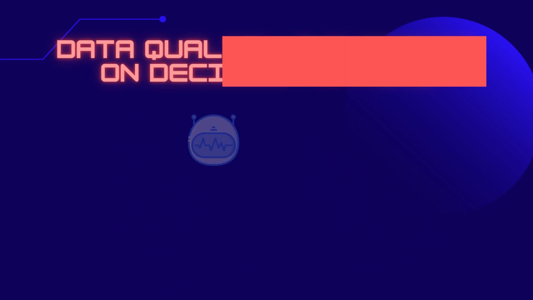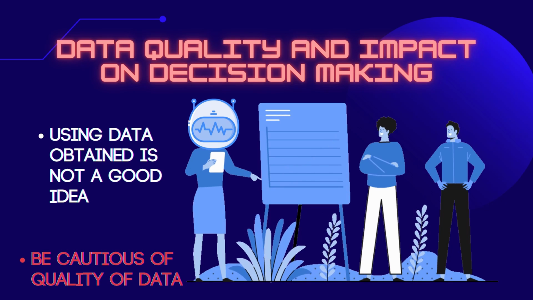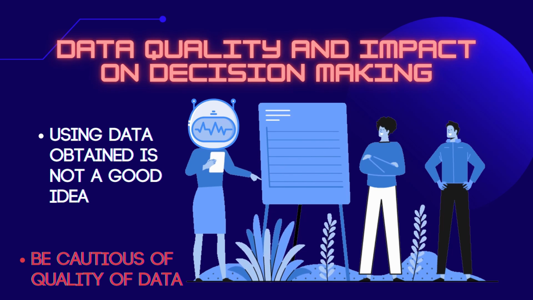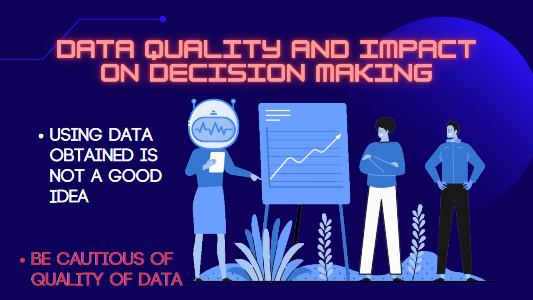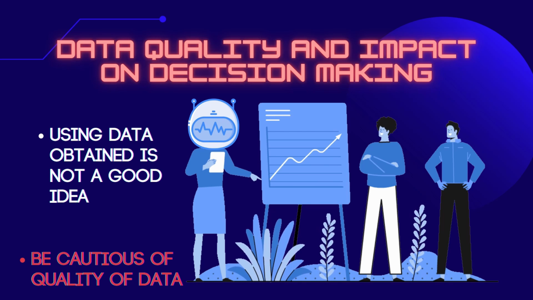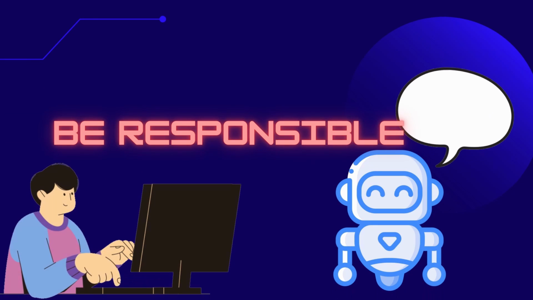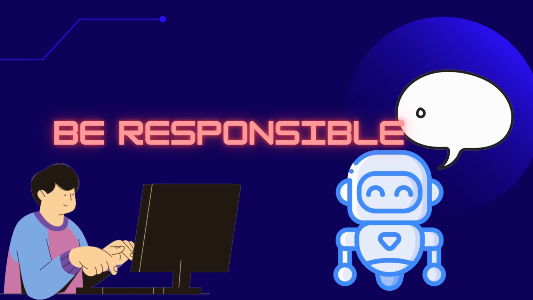Data quality and impact on decision making. Using scraped data to make any decisions is not a good idea. Data on the web will often lack accuracy due to internet users purposely posting false information. So, when scraping, it is crucial to be cautious of the quality of data you are obtaining. All internet content scraping activities should be conducted responsibly such that personal data is not compromised.